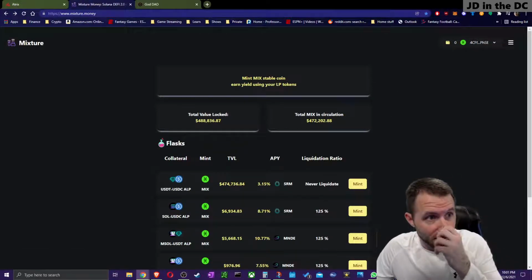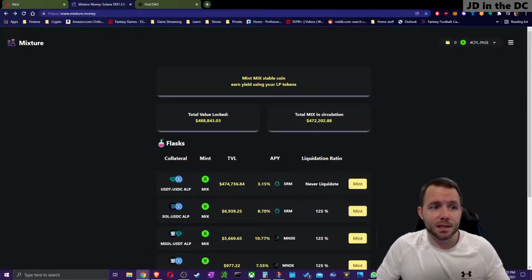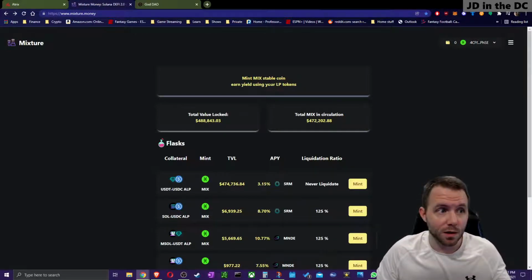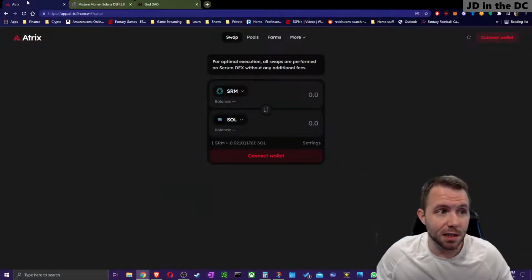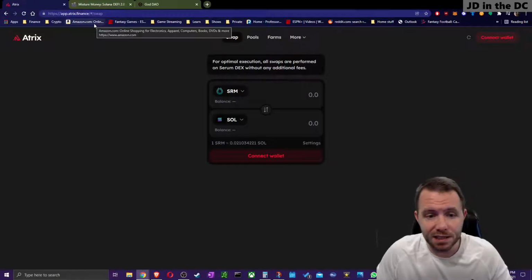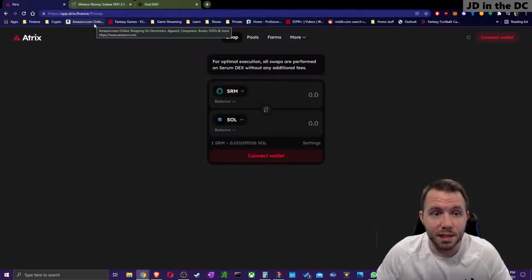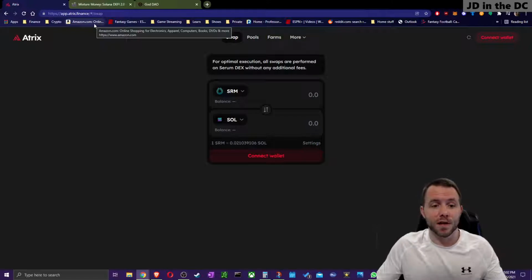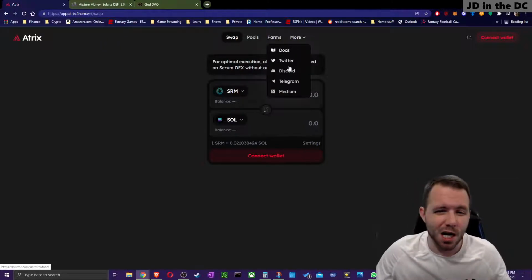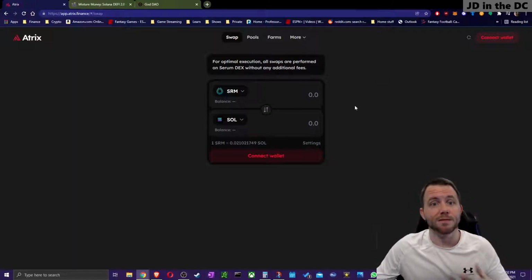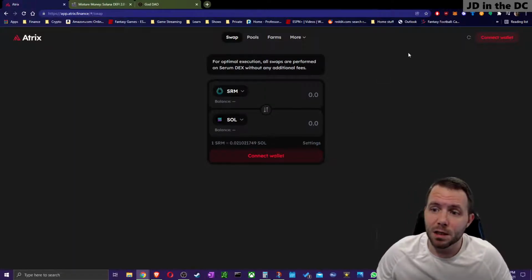A lot of these websites like this will synergize with other sites. So I have another project up here that works with Mixture, and it's called Atrix. Atrix Finance, another really cool site. This is your traditional site where you can provide liquidity pools, swaps, and there's liquidity farms and more. This is just your docs, Twitter, Discord, how to get in touch with them, how to get involved with the project.